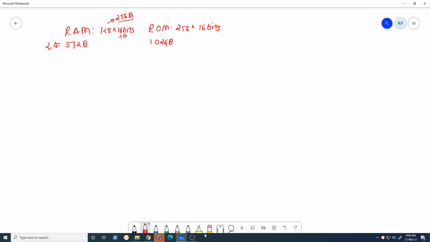Same way, using this ROM, how many bytes will you get? This is 2 bytes. 256 multiplied by 2, that is 512 bytes. This is 512 bytes, and we have a 1024 byte requirement. If we divide, you require 2 ROM, right? Any doubt in this?